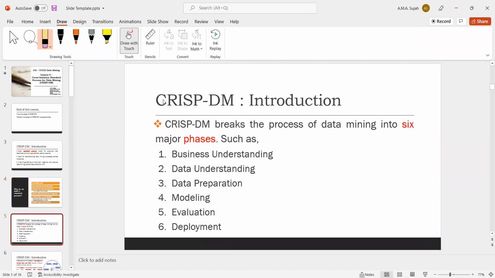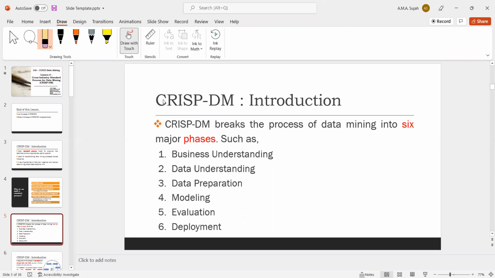Whenever we look at the cross-industry standard process for data mining, this is one methodology, one framework. That framework contains 6 different phases. Whenever you are developing a data mining project, you must break the entire task into these 6 steps. The first step is to understand the business. You must have a good understanding of the business.